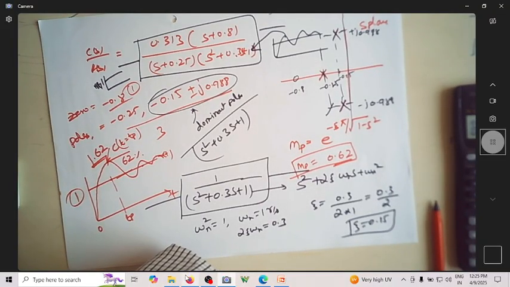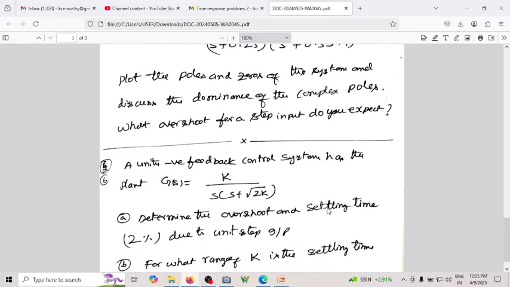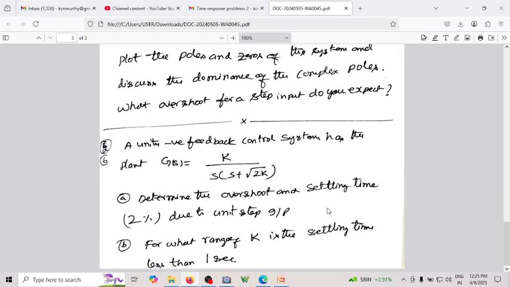We should move to the next problem. What does the next problem say? What overshoot of a step input do you expect? I'm expecting 62% overshoot. Okay, this is another problem. So you have a system with negative unity feedback. You have G of s given by K by so and so. You're asked to find the overshoot and the settling time for a step input, and what is the range of K so that settling time is less than 1 second.